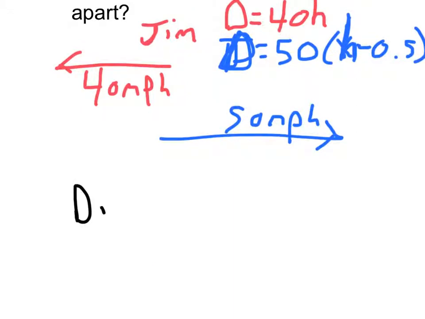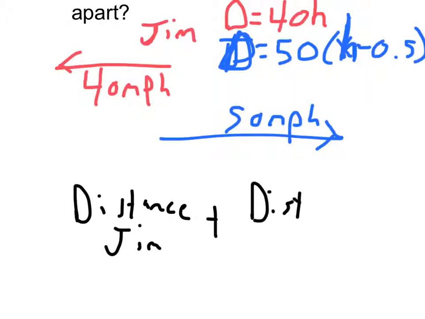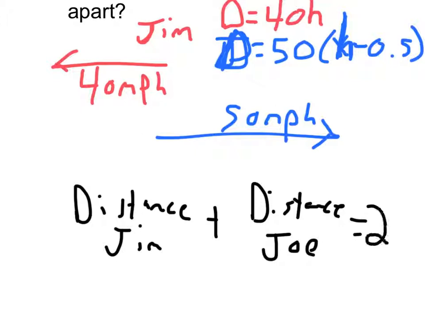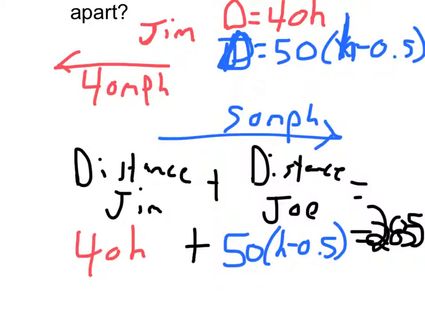So the distance Jim travels plus the distance Joe travels should equal 205 miles, is what we said above. We want to know when they're 205 miles apart. So we plug in what Jim's distance is and what Joe's distance is into these words here. Then we have a little equation to solve for H. When we solve for H, it'll tell us however many hours it takes to reach that distance of 205.